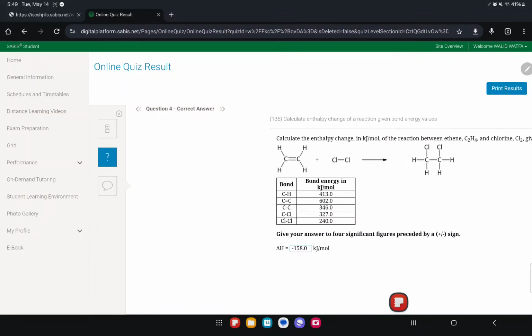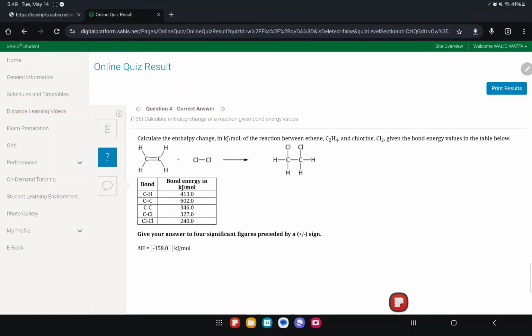Okay, question 4. This one again, this was from last week. Calculate the energy change, right? And they gave us the bonds. Whenever working with bonds, delta H equals, let's say, initial minus final, right? How did I write it? I forgot. Oh no, it was sigma energy of the reactants minus sigma energy of the products. So add these and then subtract the reactants by the products.